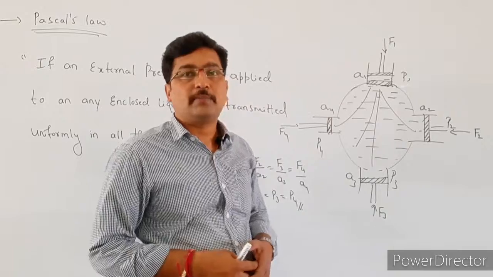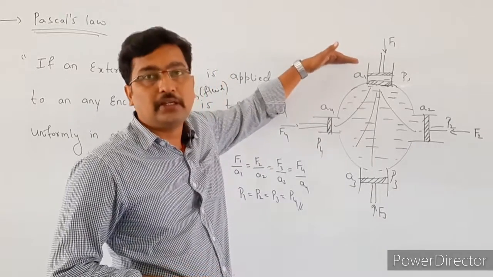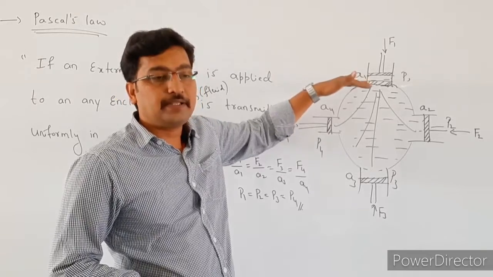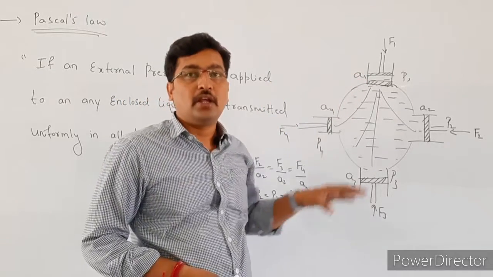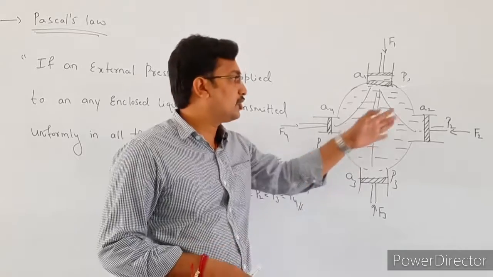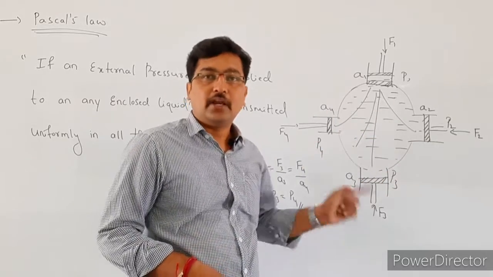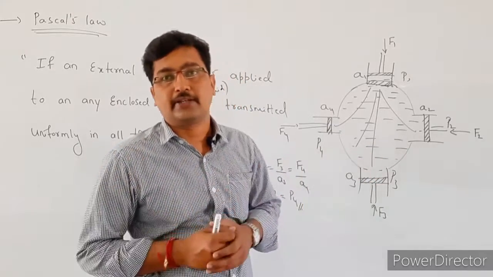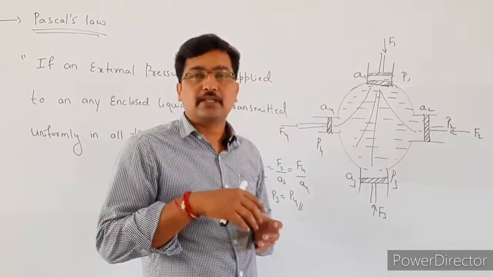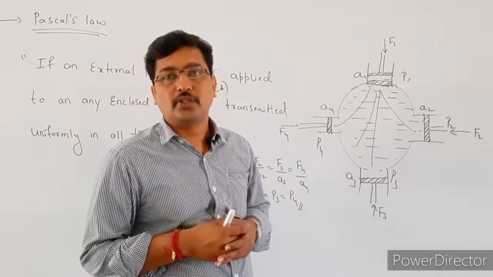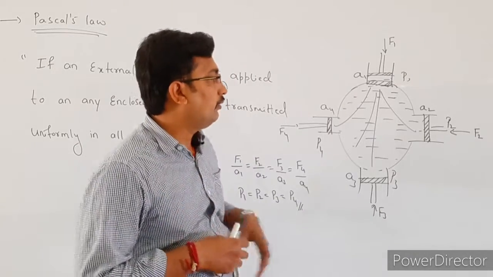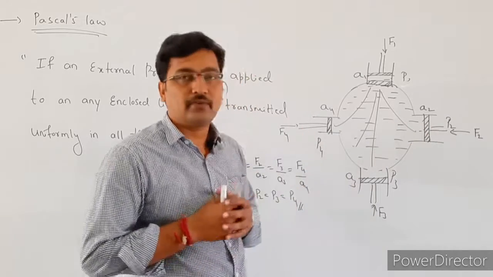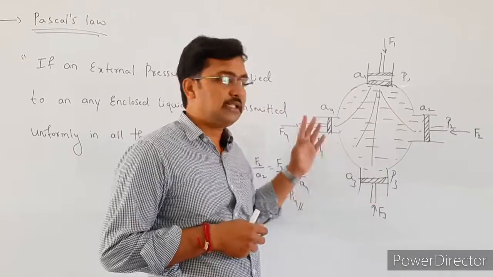So here we are going to apply some force F1 on the piston P1. Due to this force, that piston moves in a downward direction. In that case, this piston exerts some amount of pressure on the fluid. That pressure is distributed uniformly in all directions. Due to that pressure, the remaining three pistons move outward. To keep the three pistons in their original position, we have to apply some force, that is F2, F3 and F4, on the pistons P2, P3 and P4.